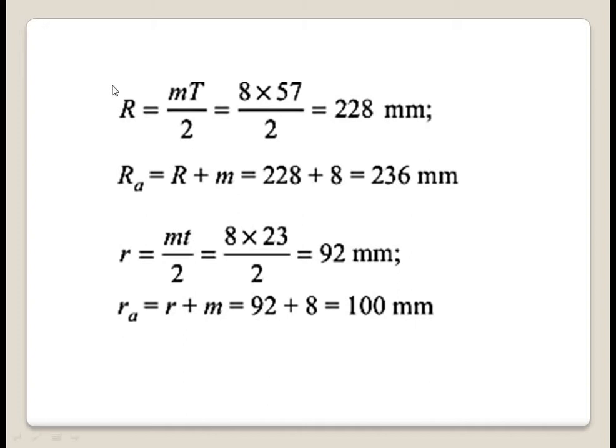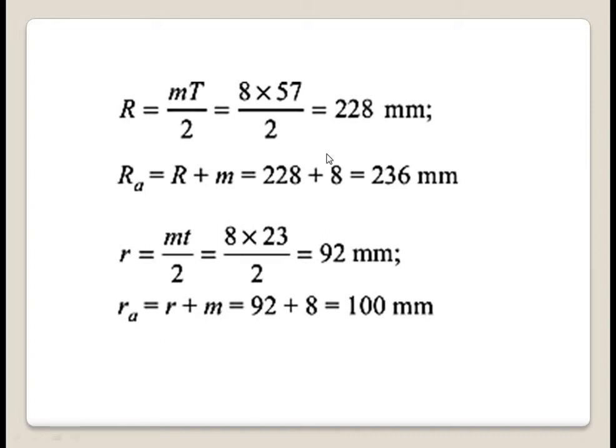Capital R is equal to the radius of the pitch circle of the wheel. So capital R is equal to m into capital T divided by 2. Put the value of m, which is 8, and the value of T, which is 57, divided by 2. So we get capital R equal to 228 mm.